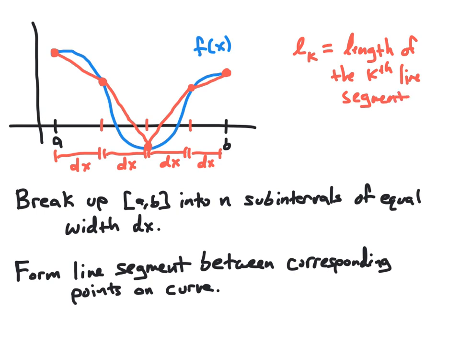So in our picture, L1 would be the length of our first line segment, L2 the length of our second, L3 the length of our third, and L4 the length of the fourth segment. And so here the length of our curve is approximately equal to L1 plus L2 plus L3 plus L4. Although we used 4 subintervals in this particular picture, we're going to do the computation based on an arbitrary number n of subintervals, and then ultimately take the limit as n goes to infinity to find the exact value.